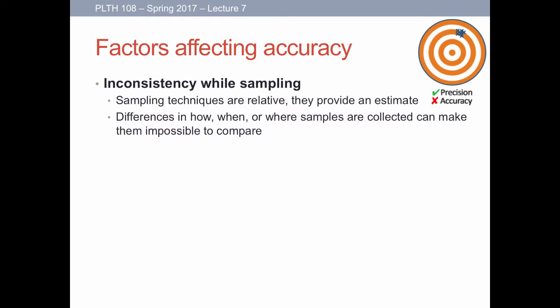All right, so factors that affect accuracy. These are things that can cause us to get very precise results that are not really close to the actual population value. The number one factor that causes trouble with accuracy is inconsistency while sampling. Like we talked about in economic entomology, a lot of the measures that we use to estimate populations are relative, like sweep nets. When we're out sweeping something in alfalfa or in cotton, we're not counting every single alfalfa weevil that's on a plant.